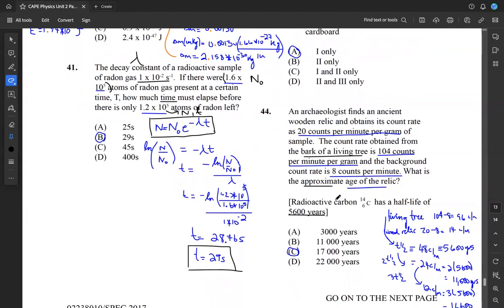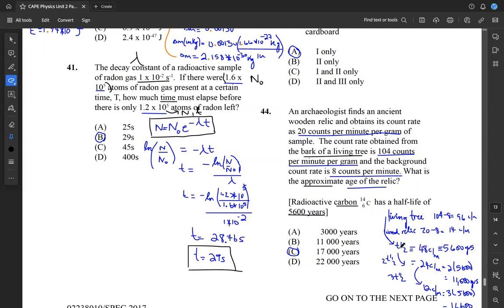Then we're going to say, oh, they gave us the half-life of radioactive carbon, right? And so for the living tree that has a count rate of 96, it would take 5,600 years for that count rate to drop to 48. So that's what we mean by half-life of radioactive carbon. So the living tree can go from 96 to 48, so half of its initial value, in 5,600 years. So a count rate of 48 corresponds to something being dead for 5,600 years, right?